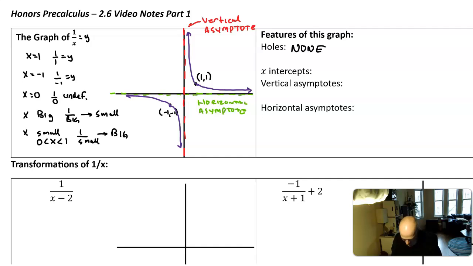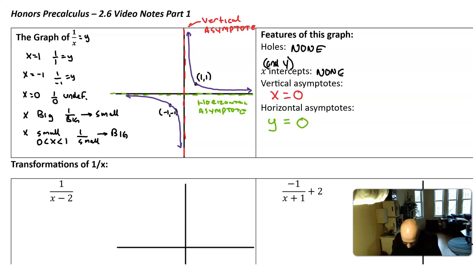X-intercepts. Does this touch the x-axis? No, so we're going to say none. And I'm going to say x and y-intercepts. We are generally going to be finding y-intercepts. This one, also none. Vertical asymptotes. That's this red line where the graph kind of bends out of the way. We always write asymptotes as the equations of the lines that they are. And so this is the line x equals 0. Remember that a vertical line always has equation x equals. And the horizontal asymptote is the line horizontal y equals 0.